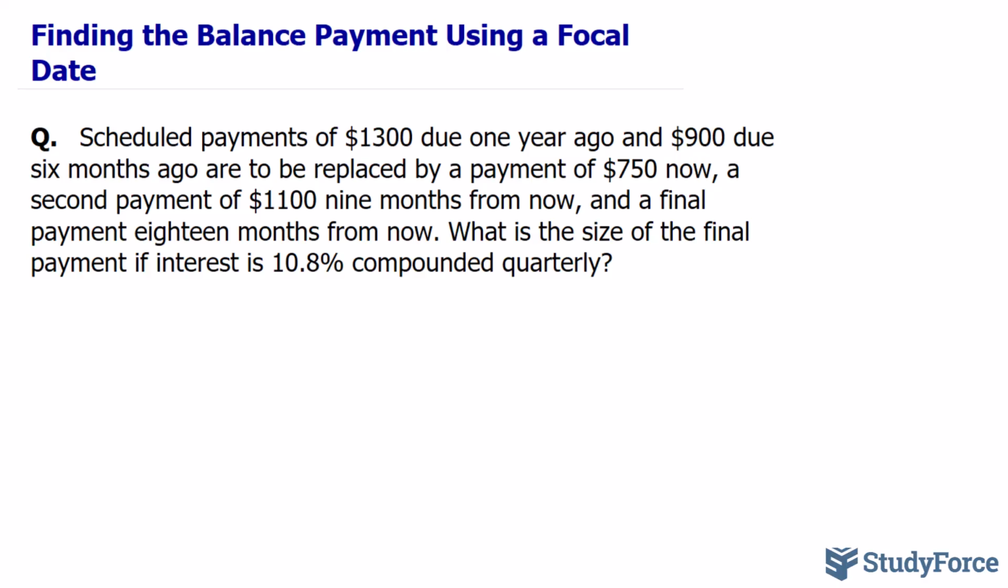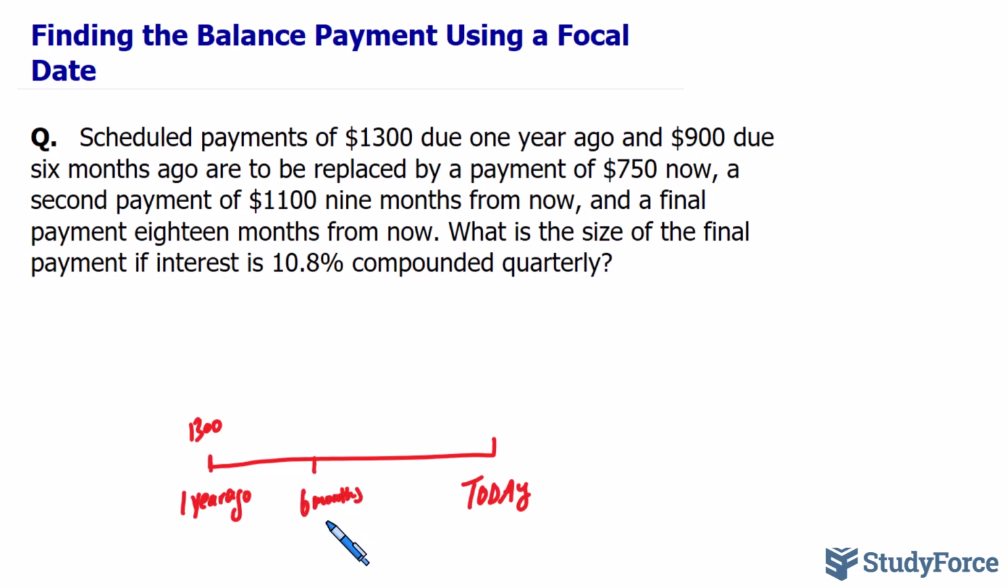To tackle problems like these, I like to begin with a timeline. According to the first sentence, there are 2 payments that are currently overdue. So using a timeline, I'll write down that today is at this point, and the $1,300, which was due 1 year ago, will be over here. So that's 1 year ago. And also $900 6 months ago, so somewhere here. So those 2 you haven't paid for yet.